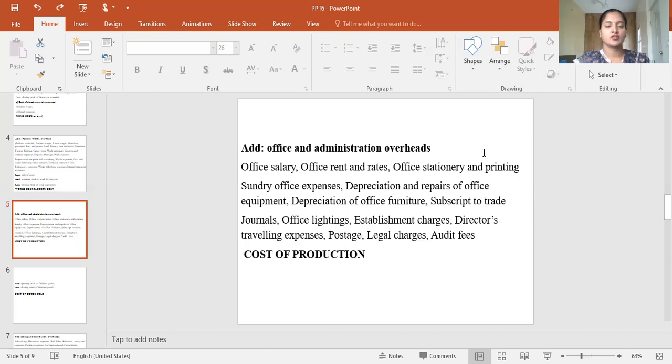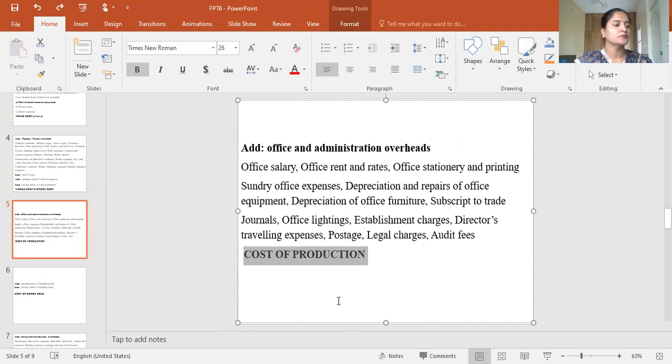Subscription to trade journals, office lighting, establishment charges, directors traveling expenses, postage, legal charges and the audit fees. All these expenses you are going to incur in the office or in the administration overheads. When you add all these expenses to your factory cost, you are going to get the cost of production.